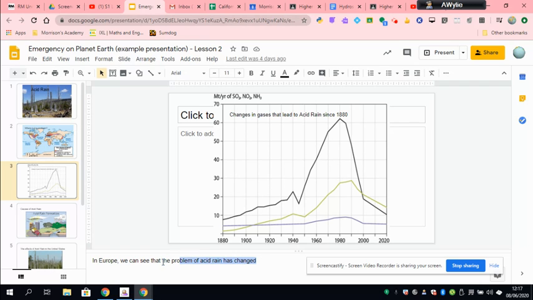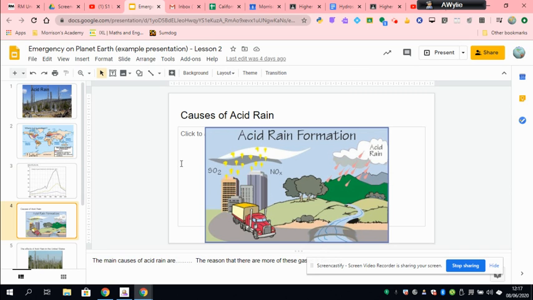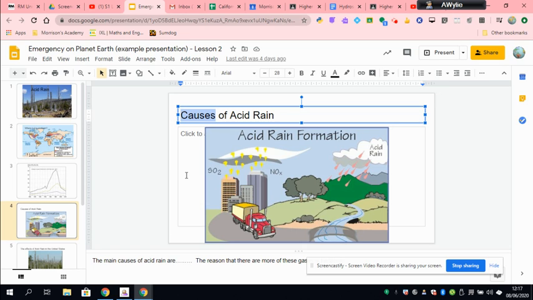So that's what you should have written here for the graph you've chosen, whatever graph you've chosen to represent the change in your problem over time. Right, pause now and then move on to the next task. Right, in this next task, you're being asked to describe the causes of your problem and then explain them.